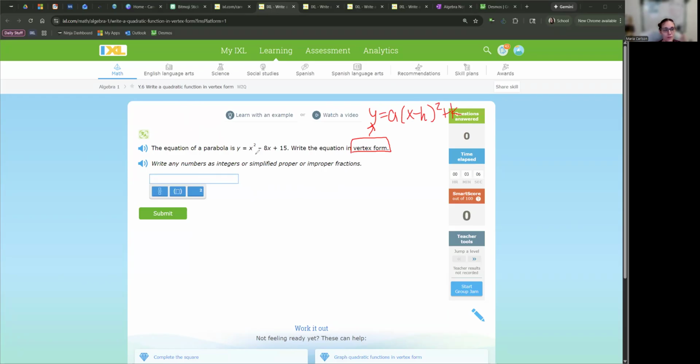plus k. And right now, we have this parabola y equals x squared minus 8x plus 15. This is in standard form, that ax squared plus bx plus c. If we're going to turn the standard form into the vertex form, we're going to have to complete the square, which is because what we have right now, y equals x squared minus 8x plus 15, is not a perfect square trinomial.